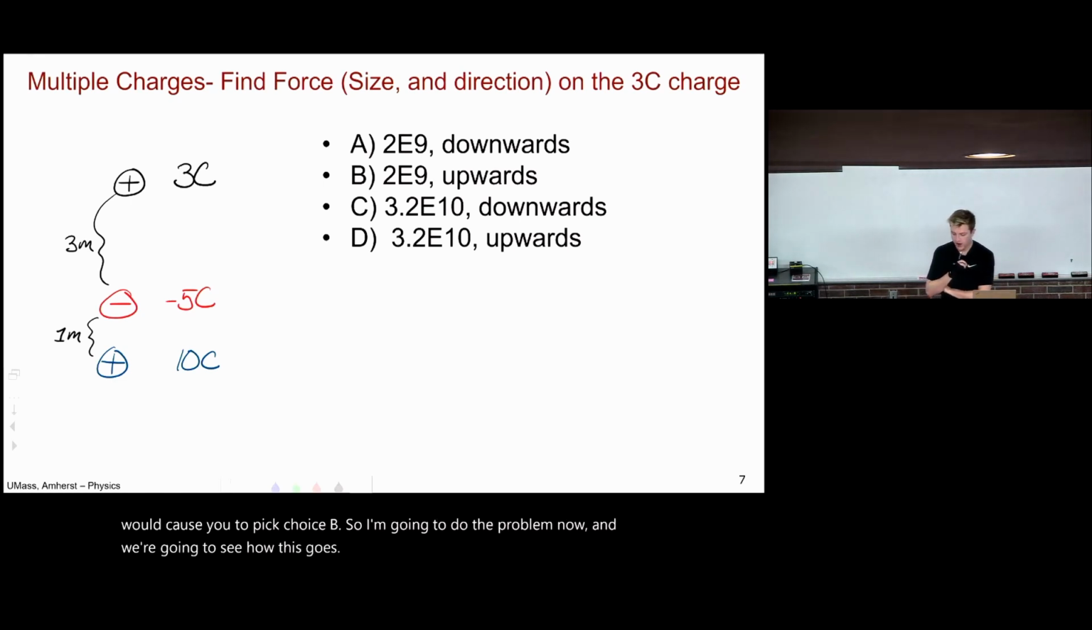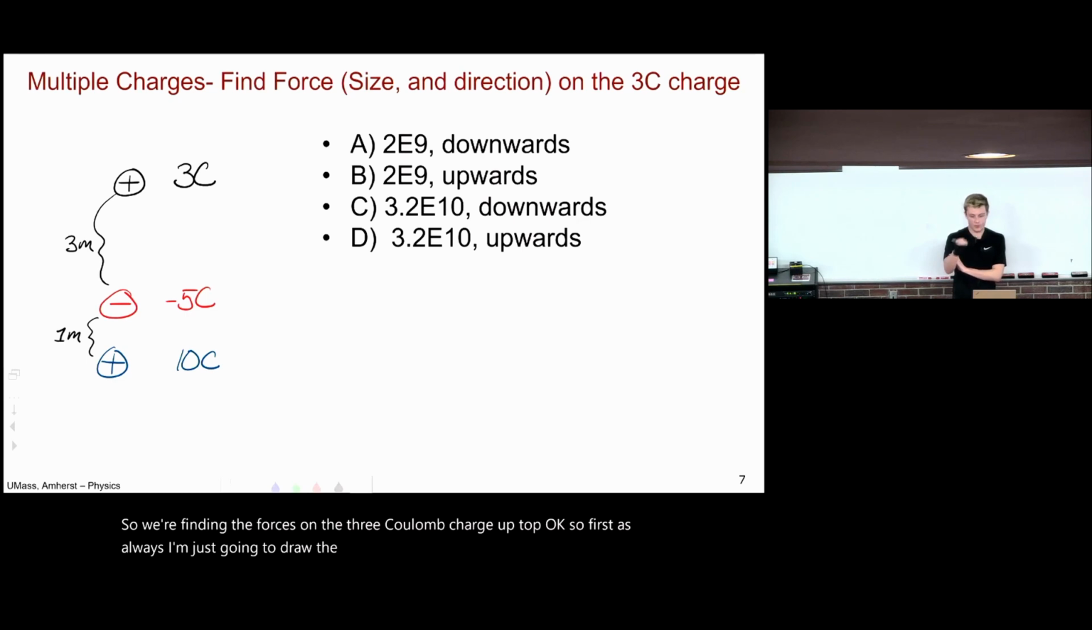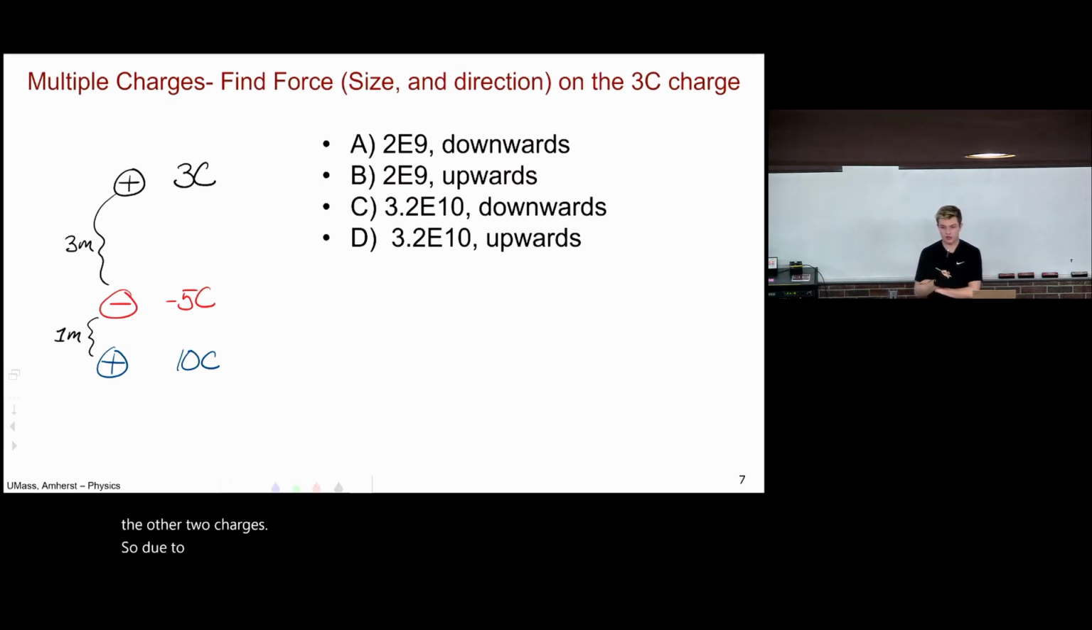Okay, so we're finding the forces on the 3 Coulomb charge up top. First, as always, I'm just going to draw the direction of the pulls or pushes coming from the other 2 charges. Due to the negative charge, it's going to experience a pull downwards because it's attracted to the negative charge.